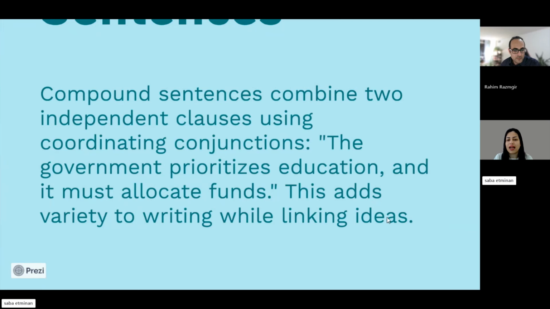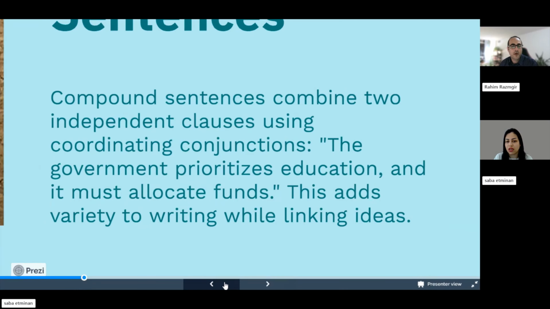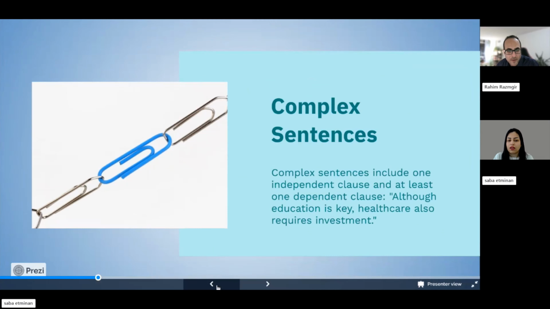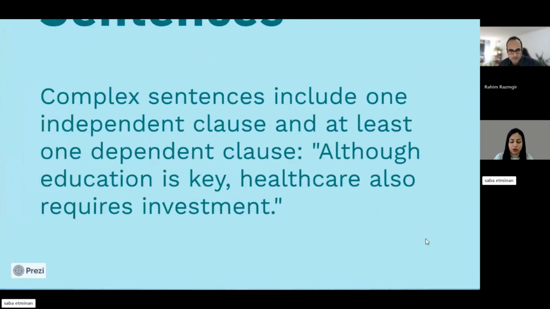So this can add variety to our writing while linking the ideas. And it's not that hard, actually. One example of a compound sentence is linking multiple ideas in one sentence. And now a complex sentence. Maybe here is the part where students need more practice. Complex sentences include one independent clause and at least one dependent clause. Like the example here again, if you would please read.